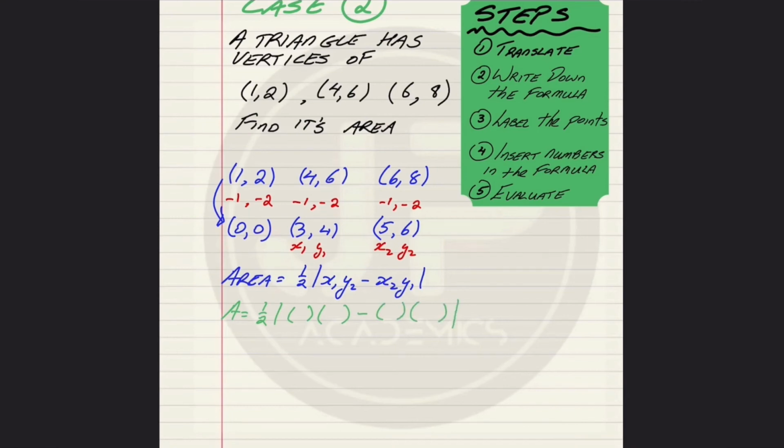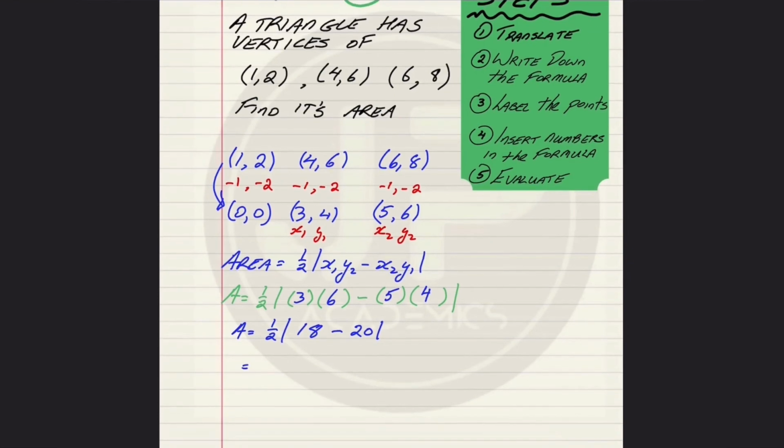Now I put the correct numbers in. This bracket is going to be x1, which is going to be 3. y2 for here is going to be 6. x2 for here is going to be 5. And y1 for here is going to be 4. And our final step is to evaluate. So A equals a half modulus 3 by 6 is 18. Take away 5 by 4 is 20. This gives us a half times -2.